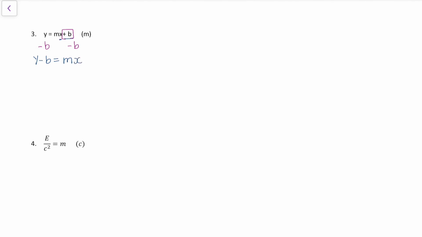And now I can get rid of this multiply x. I'm going to divide by x, so I get y minus b over x equals m. And again, if we want, we can flip it around so that it's on the left-hand side. So m equals y minus b divided by x.